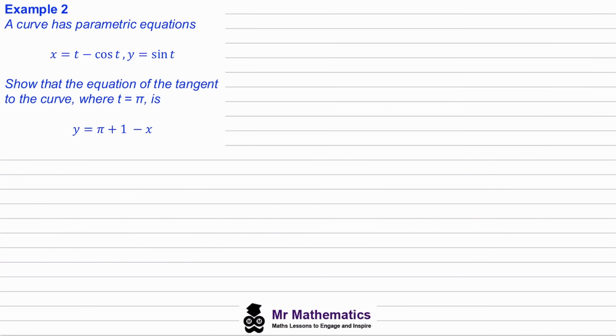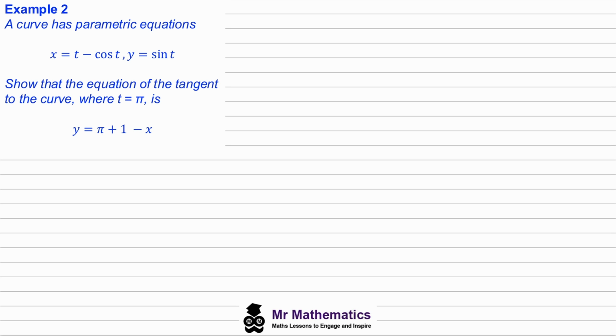In example 2, we have this parametrically defined curve, and we need to show that the equation of a tangent to the curve where t equals pi is given as this. Do you want to give this question a go yourself? You can pause the video and come back when you're ready. Okay, so I'll come back if you had a go.